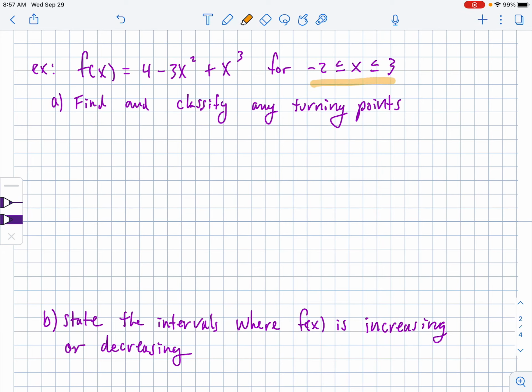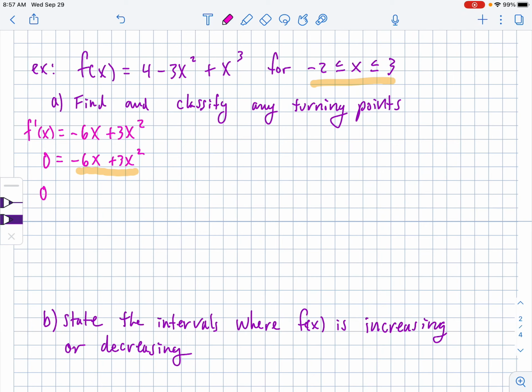New example, 4 minus 3x squared plus x cubed on this interval. So they're chopping our interval. They're saying it only goes from -2 to +3. Find and classify any turning points. Well, first thing I'll do is take the derivative. So this becomes -6x plus 3x squared. Then I'll figure out where the turnaround points are by setting this equal to 0.